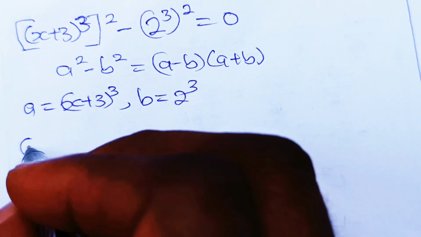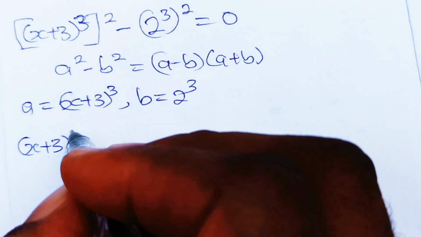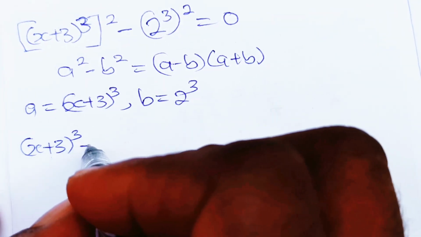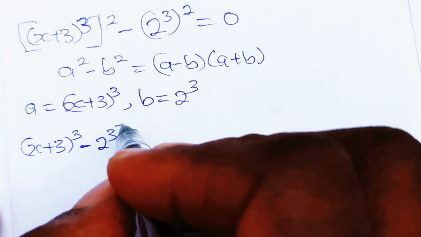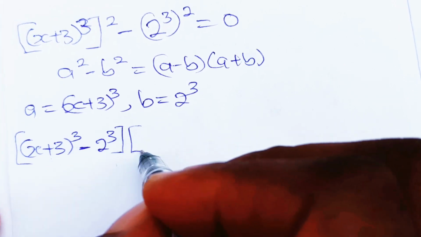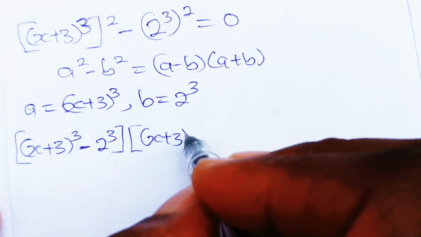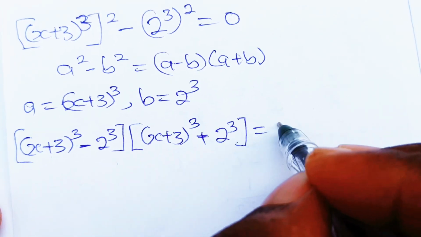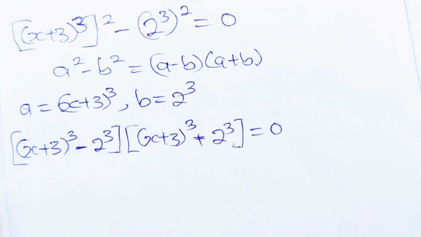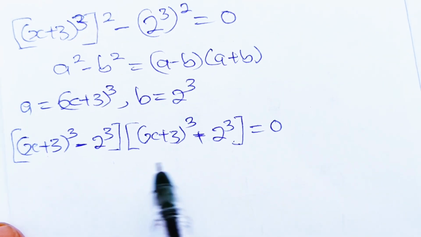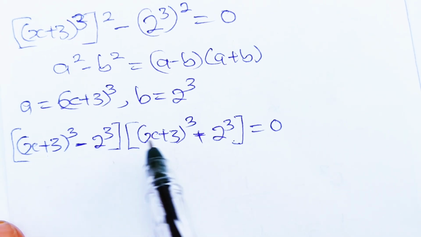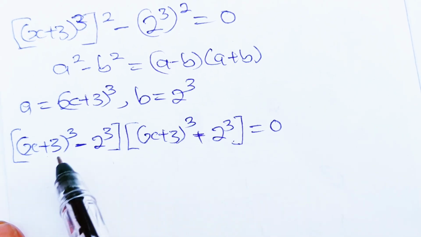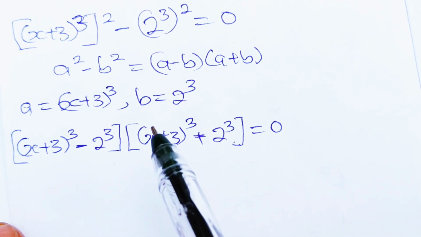Now we have ((x + 3)^3 − 2^3)((x + 3)^3 + 2^3) = 0. Now, what do we do next? I want us to note that when you have two brackets multiplying each other and they are equal to 0, it simply means that either of them is equal to 0.